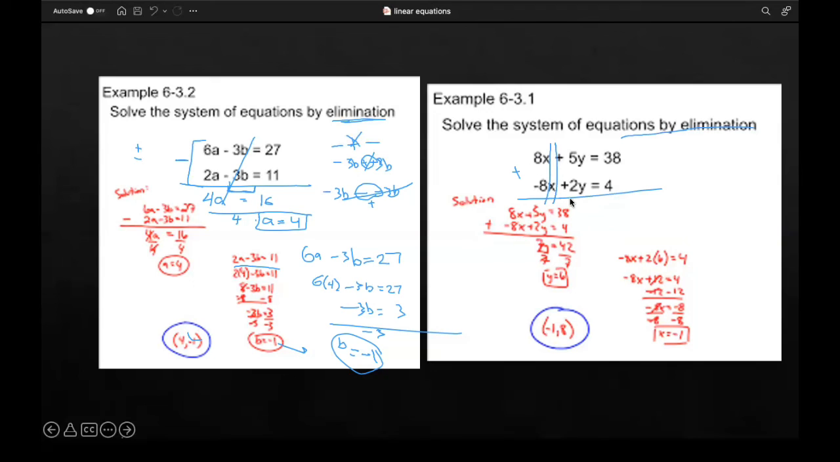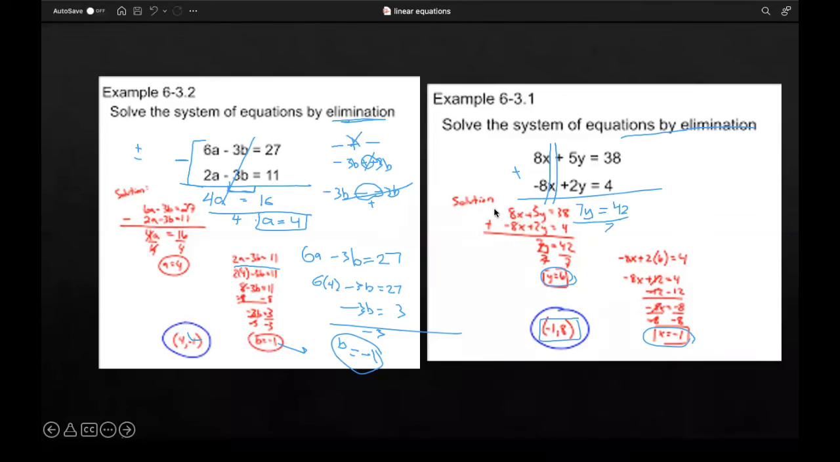So you add the two equations, you get 7y equals 38 plus 4, that's 42. Divide by 7, y is equal to 6. And you substitute y equals 6 in one of the equations, let's say this equation, which is easier. So you get negative 8x plus 12 equals 4. Minus 12, negative 8x equals negative 8. Cancel out, and x is negative 1. Thus, the set of solutions for this is negative 1, 6.